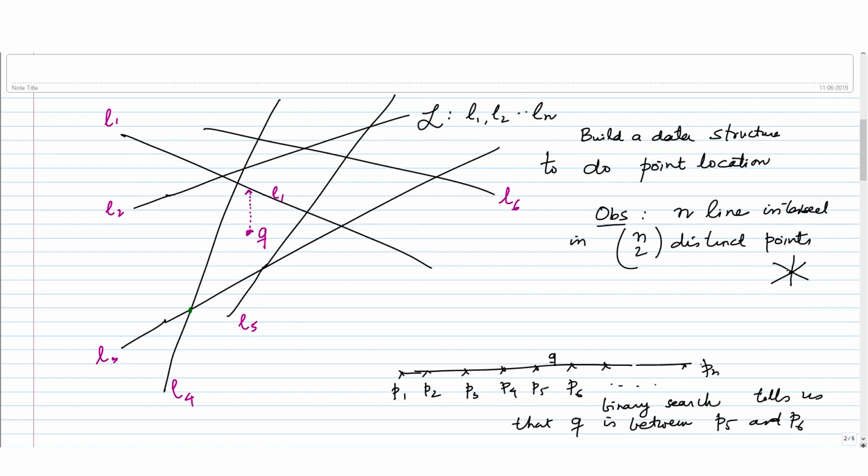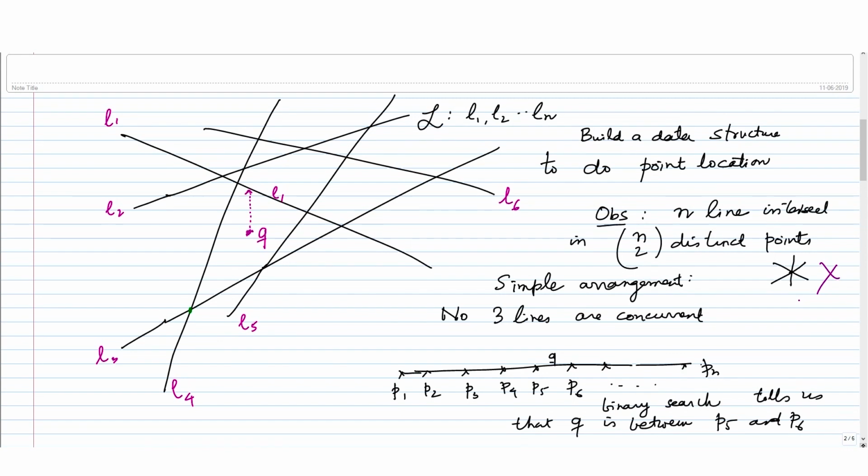So, simple arrangement means basically no three lines are concurrent. So, this kind of situation will not occur. I am guaranteed by whatever means that it will not occur, just to keep my argument simpler.